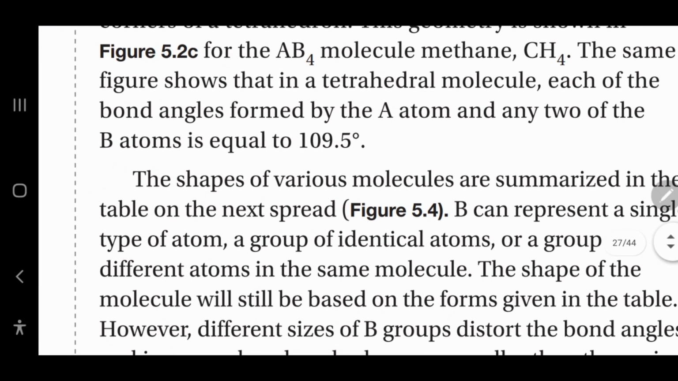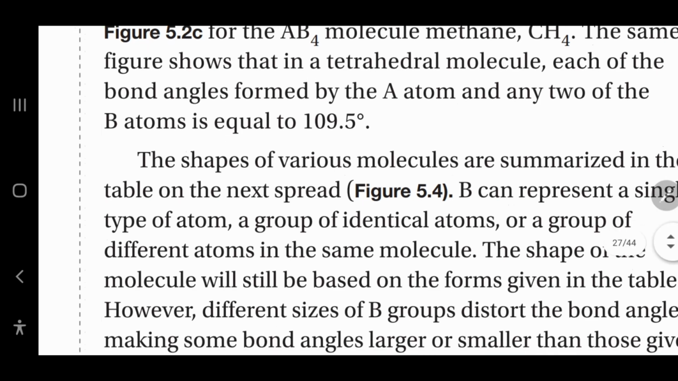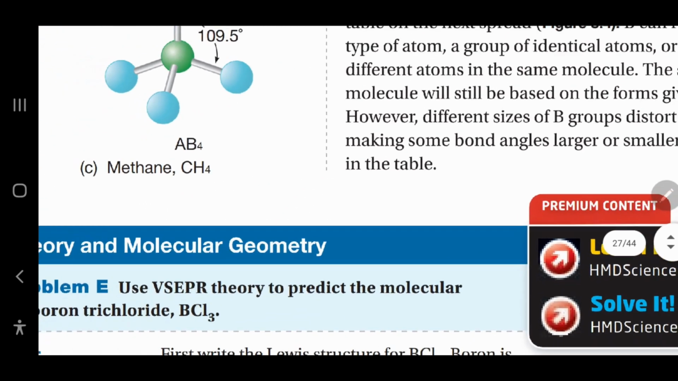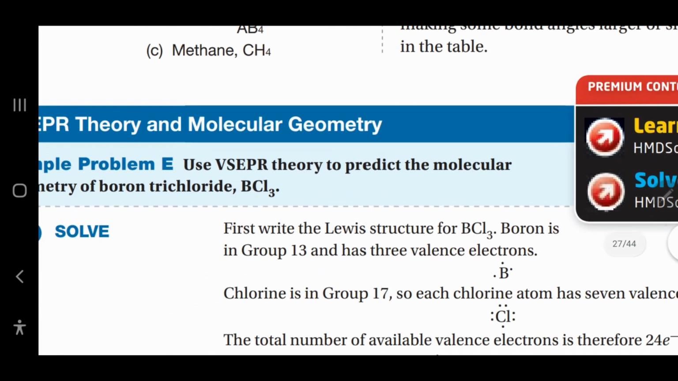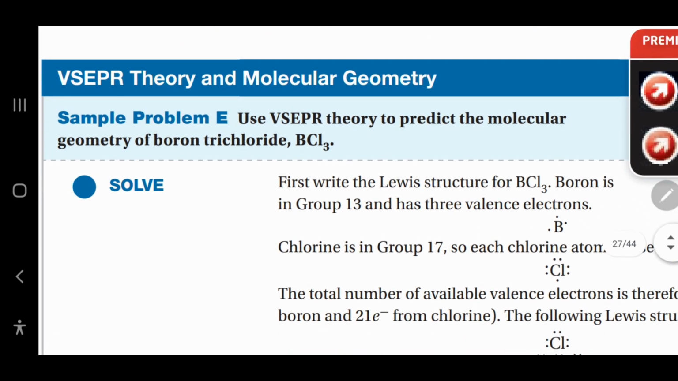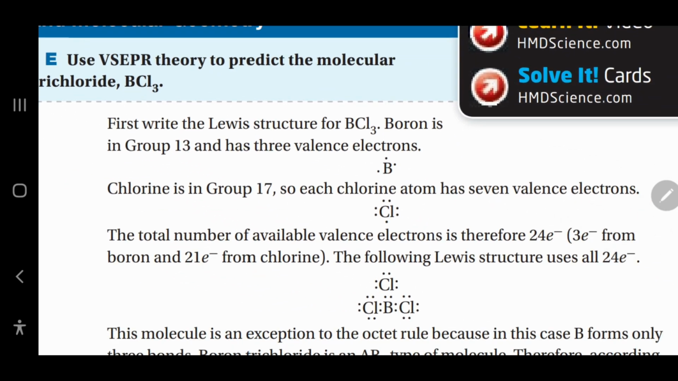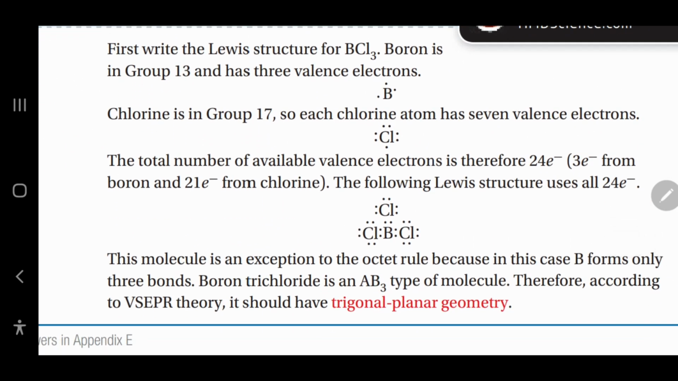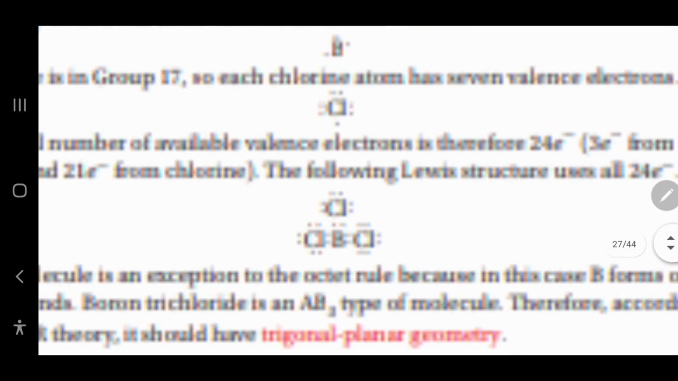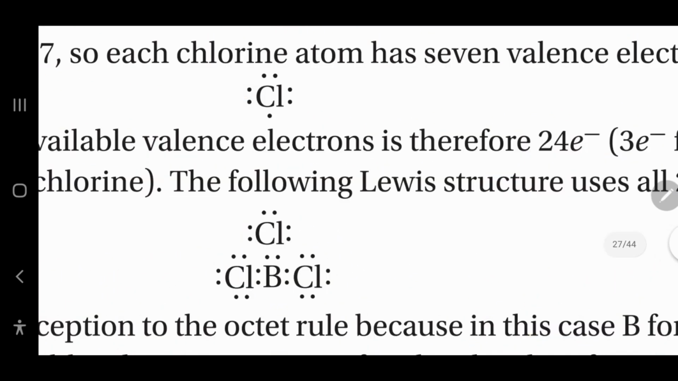So first, guys, to be able to predict the shape of the compound in 3D, you will have to draw the Lewis structure first, and then you can determine the shape for the compound. So if we have, for example, this example here, use VSEPR theory to predict the molecular geometry of boron trichloride BCl3. So B contains 3 valence electrons and the chlorine 7 valence electrons. We will have the shape here as you can see. This is how we draw it by Lewis structure.